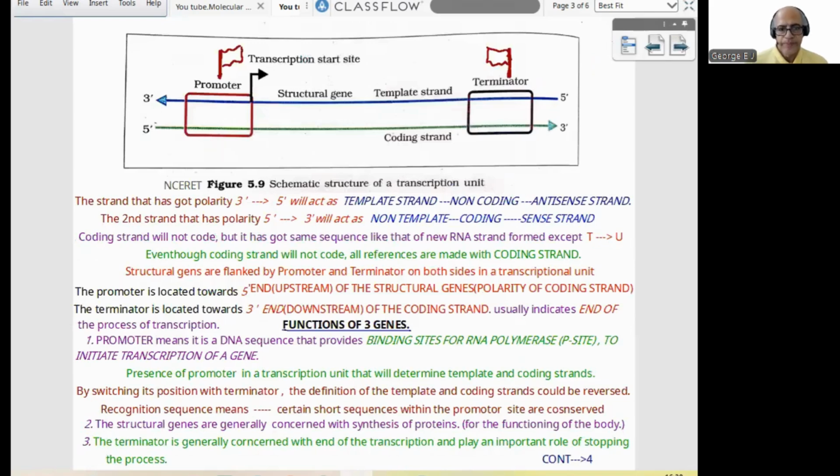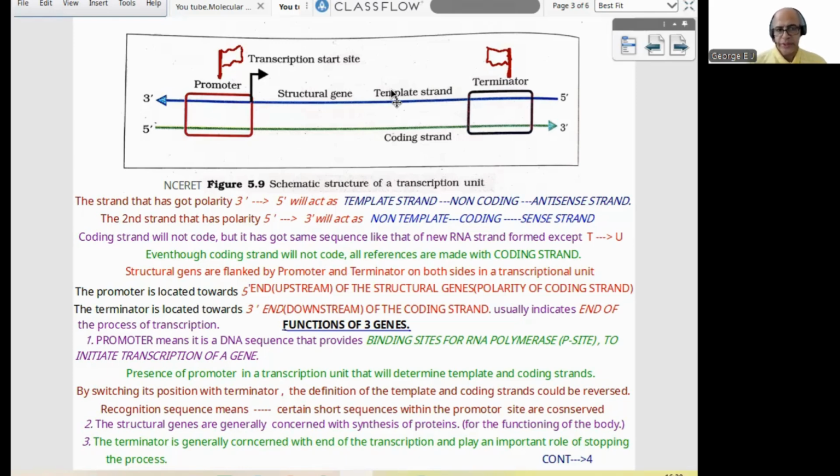So we can continue. See, the strand that has polarity 3' to 5' will act as the template strand. Here you can find the template strand. The template strand is otherwise called the non-coding strand, otherwise called the antisense strand. So the strand that has polarity 3' to 5' will act as the template strand, non-coding strand, or antisense strand.